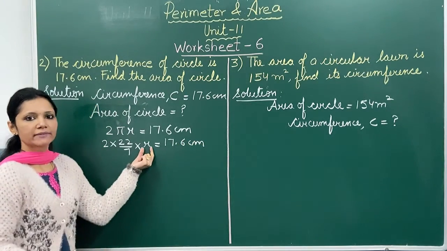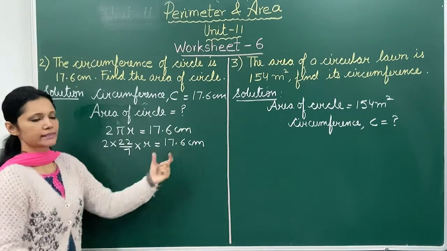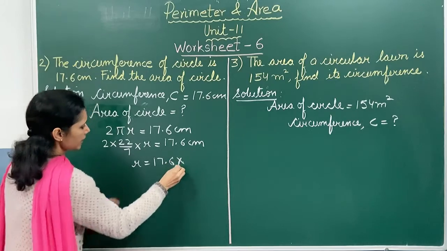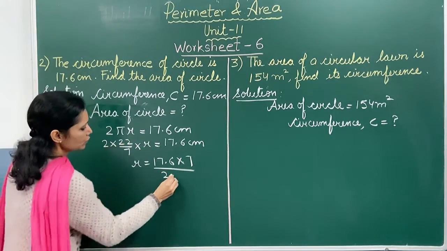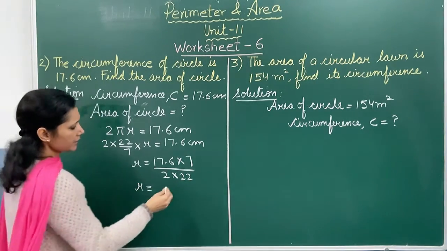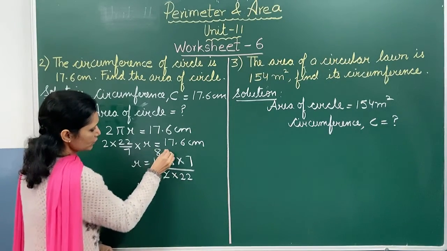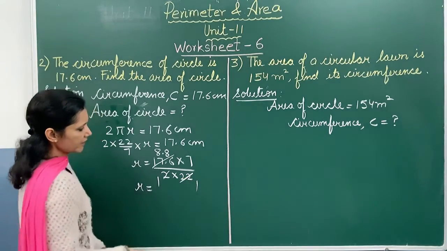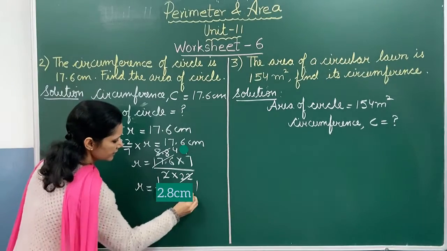Now we have to find the value of r. So let's transpose all the other known numbers to the other side. So r will become 17.6 multiplied by 7 and divided by 2 multiplied by 22. Let's do the cutting. 2 ones are 2 and 2 8s are 17.6. Again 22 ones are 22. So the radius is 2.8 centimeters.